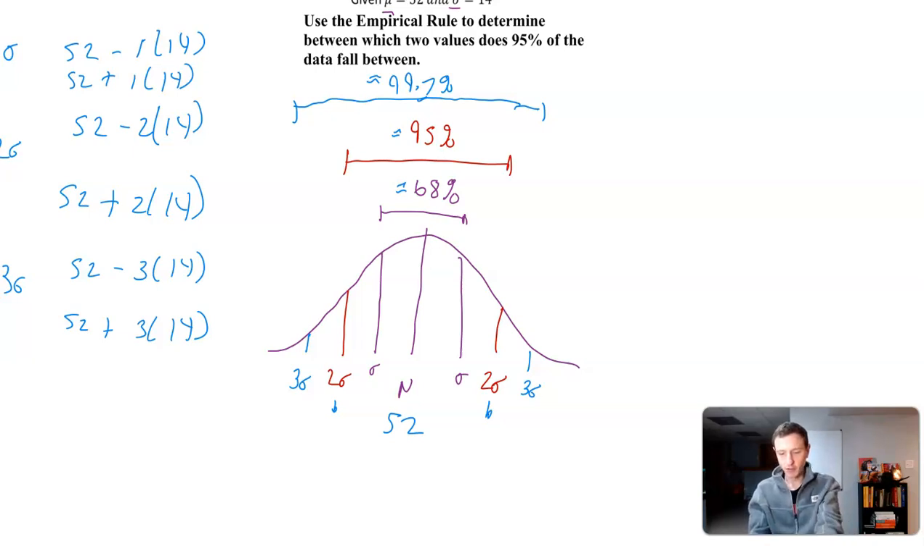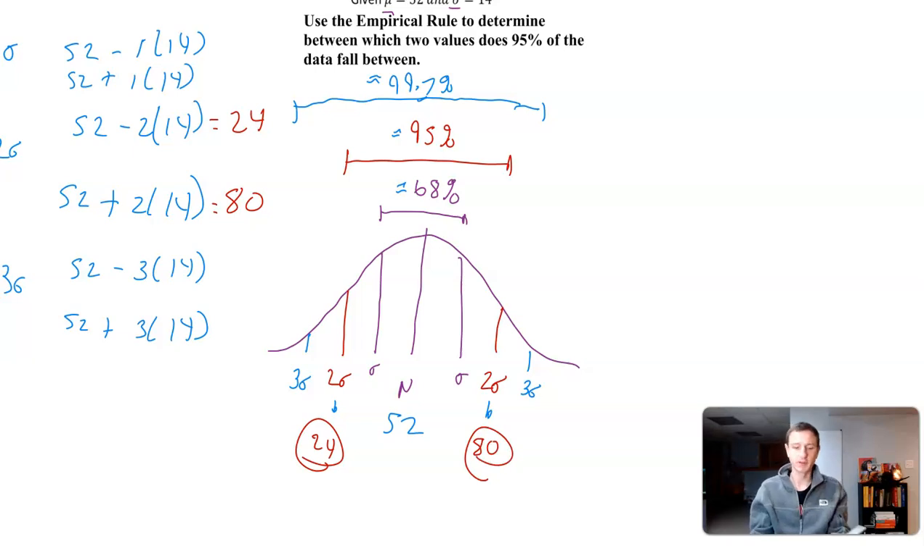But the specific question in this video is asking for two standard deviations below and two standard deviations above. So I would do 52 minus 2 times 14, which is going to be 24, and then 52 plus 2 times 14, which is going to be 80. So two standard deviations below would be 24, and two standard deviations above would be 80. That would be the answer to this specific question.